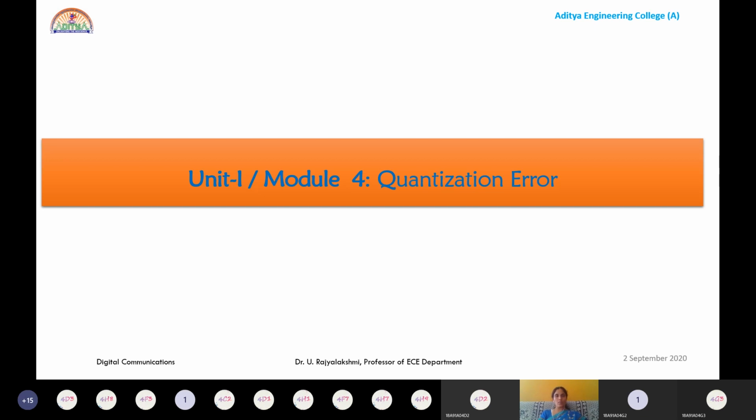In the last class, we completed module 3, the elements of PCM. After that, we completed the basic transmission bandwidth required to transmit a PCM signal. It is equal to half that of the signaling rate. The signaling rate is the number of bits transmitted per second, and it equals the product of the number of bits per sample and the sampling frequency. So we represented the information rate capital R as n into fs, where fs is the sampling frequency and n is the number of bits transmitted per sample.